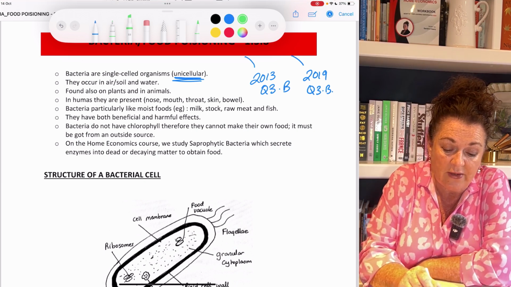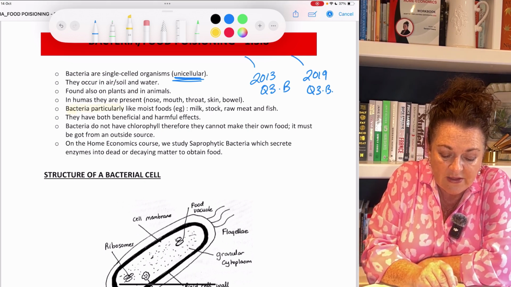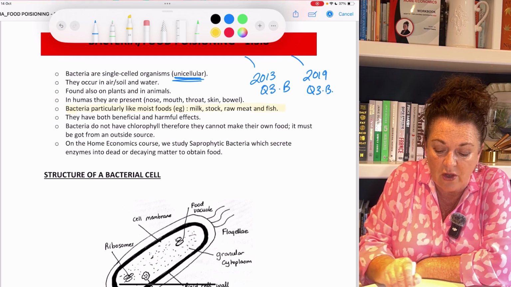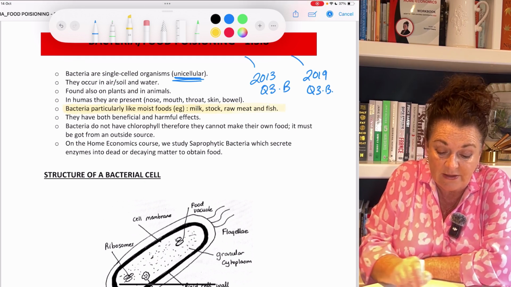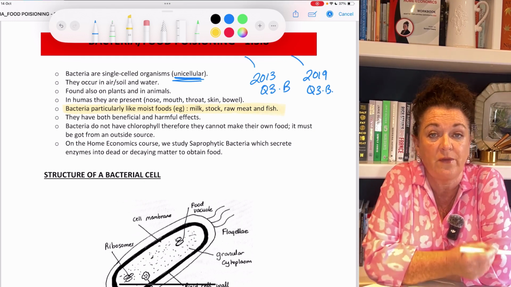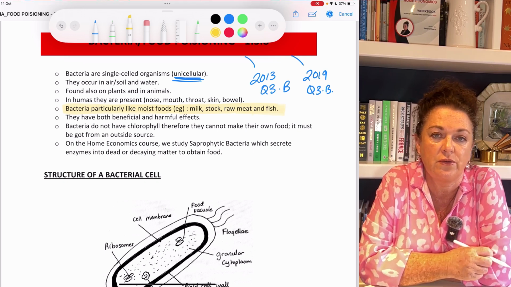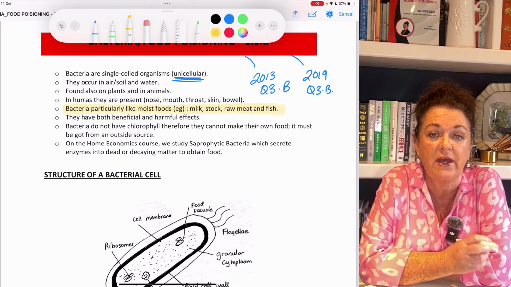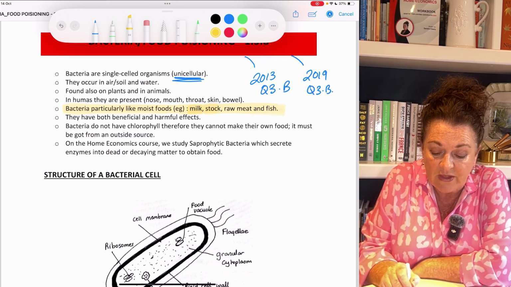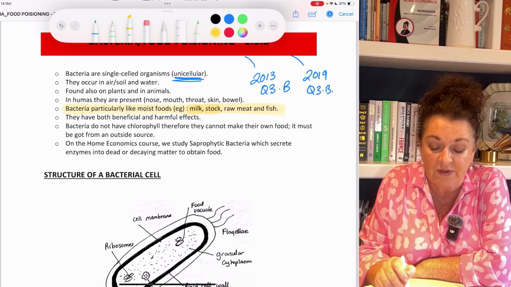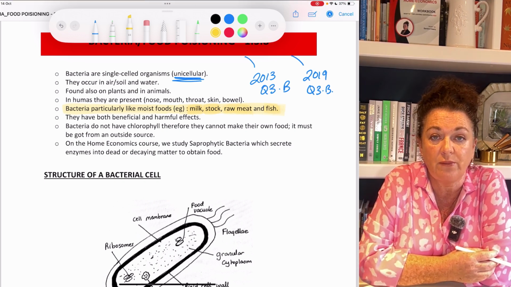Now I'm going to highlight the next one because it's very, very important. And that is, we said when we were looking at the chapter on milk, that milk will be, I suppose, a magnet for bacteria, for want of a better description. Bacteria absolutely love moist food. Anywhere there's moisture and a source of nutrition, bacteria will be there. For example, milk, stock like chicken stock, beef stock, raw meat, raw fish, all high in moisture content.